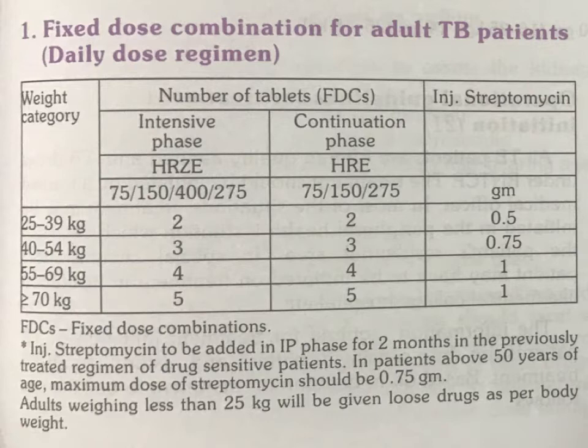You can see in these tables, these are regimen and dose administration tables. So these are again self-explanatory. First is the fixed dose combination for adult TB patients. The daily dose regimen is mentioned, and the number of tablets to be given or injection strength is according to the weight of the patient.